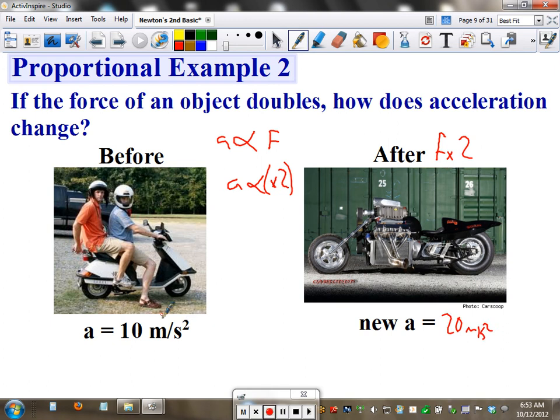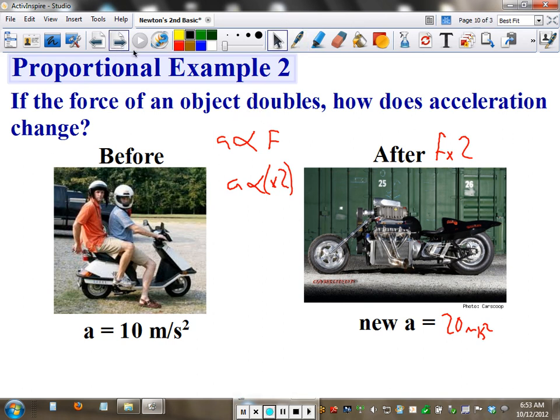One of your assignments that you're going to be doing in your notebook is to write your own questions like these, with pictures. They're just a before acceleration, solve for the after, given some kind of proportional change: doubling, tripling, quadrupling, and so on.